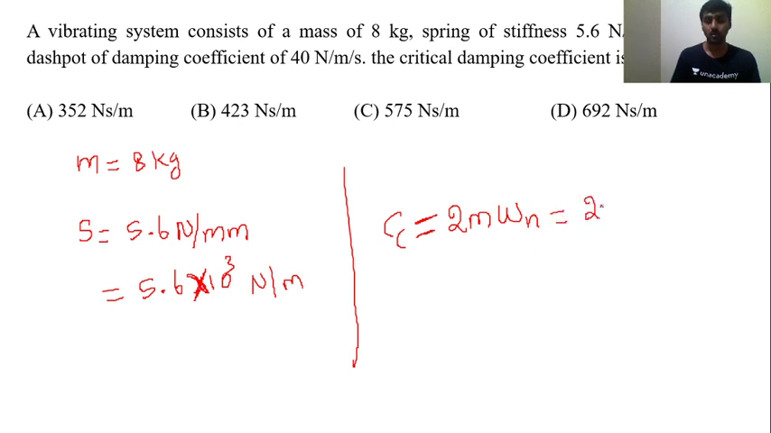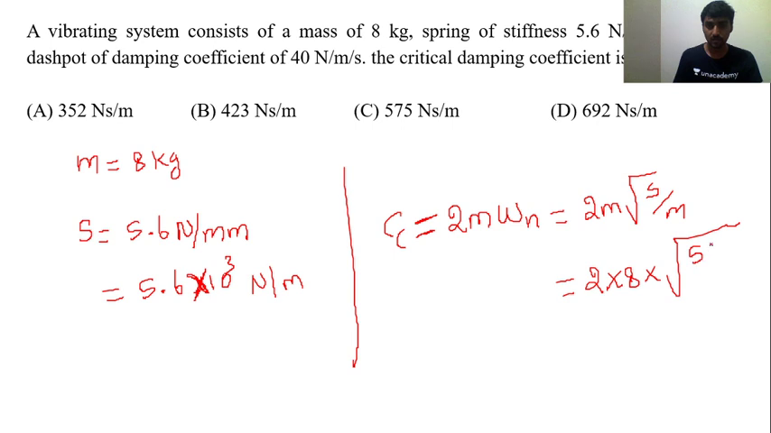now 2m omega n is equal to 2m root of s divided by m. Now substitute the value: 2 into 8 into root of s, which is 55,600 divided by 8. The critical damping coefficient is given as, okay, use your calculator.